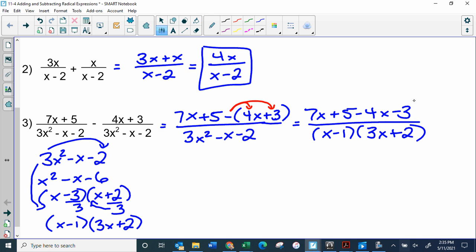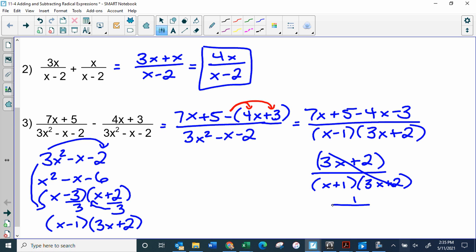So in the numerator, let's combine like terms. 7x minus 4x would be 3x. 5 minus 3 is 2. So 3x plus 2 over x plus 1 times 3x plus 2. The 3x plus 2 over the 3x plus 2, they cancel out. And so your final answer is 1 over x plus 1. If you haven't learned how to simplify rational expressions, you should probably look at that first.